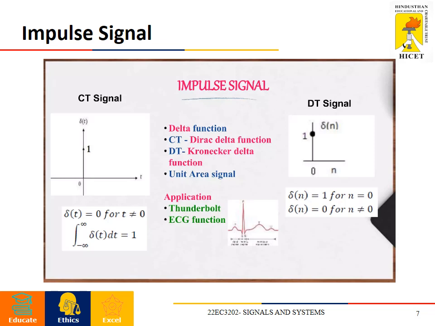The next is the impulse signal. It is also represented in both continuous time signal and discrete time signal. See the diagram. The del of t is equal to 0 for t not equal to 0. The del of t will be 1 for t equal to 0. When t equals 0, the signal will be 1. Otherwise, it will be 0. So, the application is the ECG function.